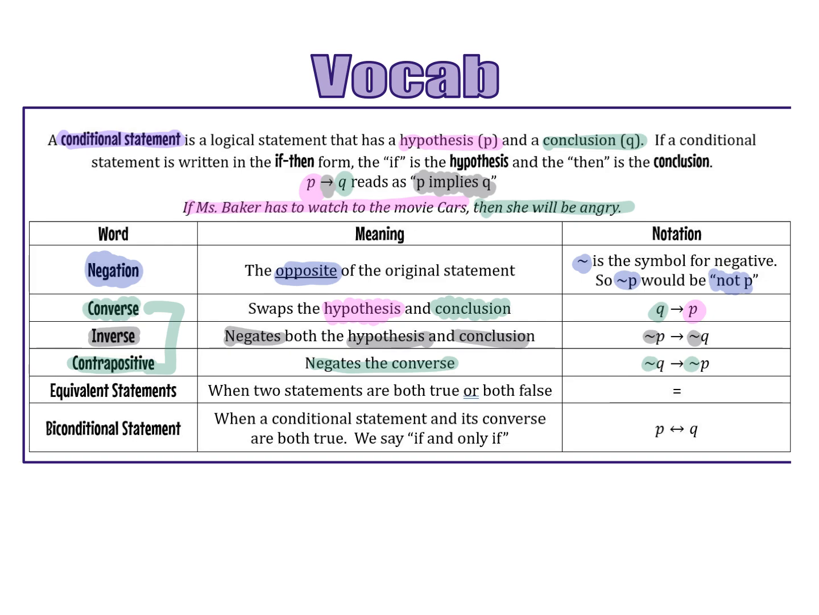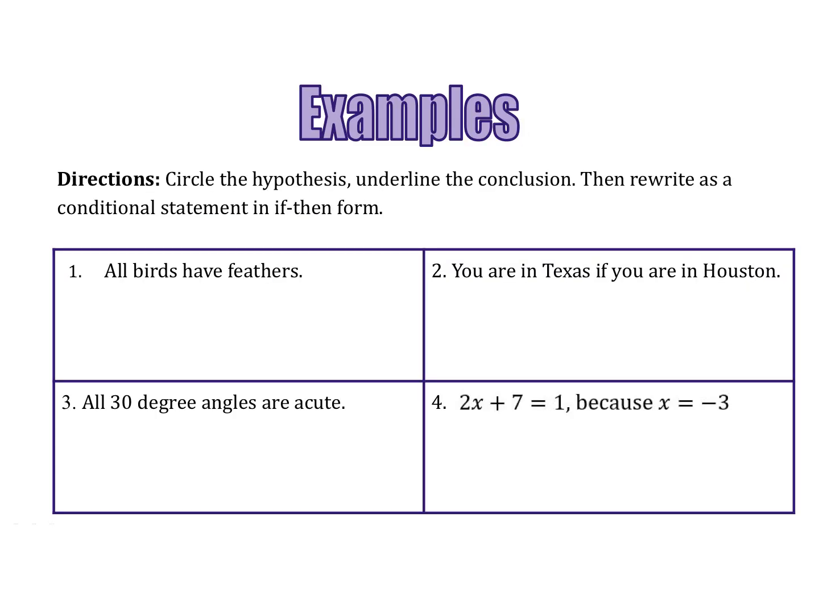Two statements are equivalent when both statements are true or both statements are false, and we just use an equal sign for that. And then lastly, a bi-conditional statement is something that we can use the verbiage if and only if, and that means it's true and its converse is true. So we would use a double-sided arrow because both of those things imply each other. Again, right now we're just laying the foundation. We're going to look at examples, and it's really going to help that vocabulary make more sense. So let's get to those examples.